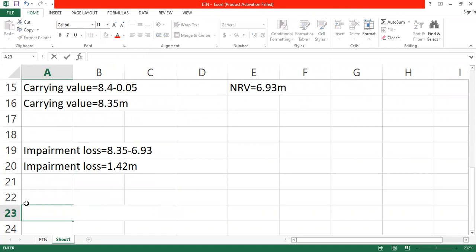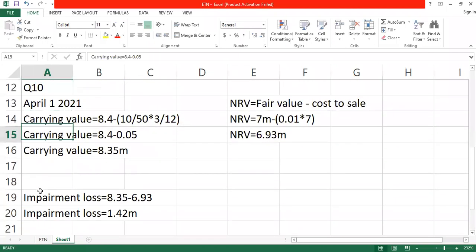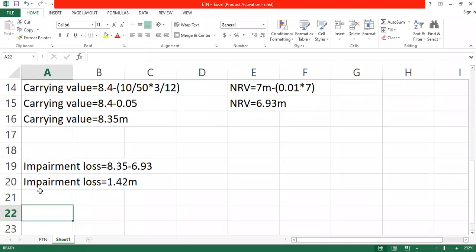1.42. And also depreciation of what? 0.05. Okay. So in the statement of profit or loss, we show the impairment loss, and we also show the depreciation for the 3 months, which is 0.05.